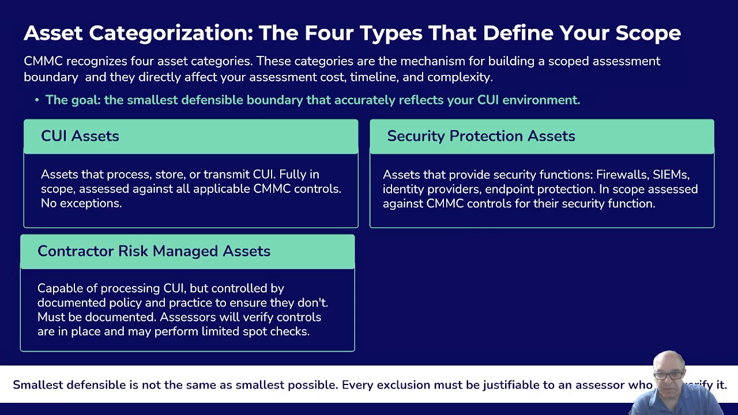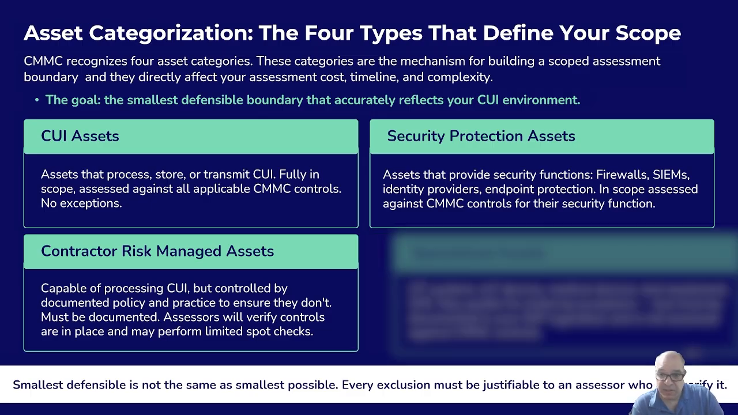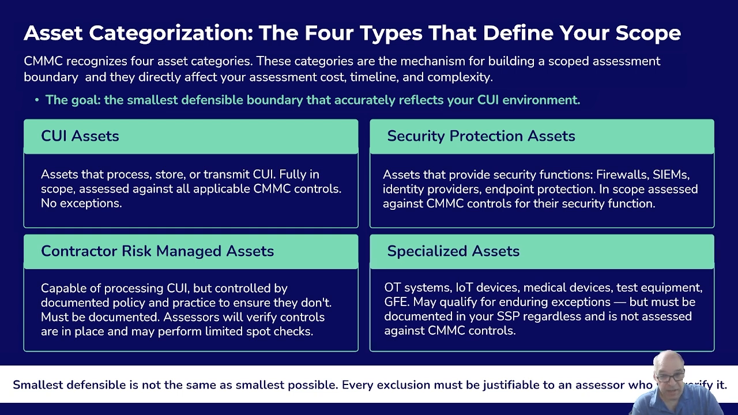Contractor risk managed assets are assets that are capable of processing CUI, like a laptop that could access CUI folders, but are controlled by policy and practice to ensure they don't. These must be documented. The assessor is going to verify that the controls you put in place actually prevent CUI from reaching those assets. Specialized assets. These are OT systems, IoT devices, medical devices, test equipment, government-furnished equipment. They may or may not process CUI. Under certain conditions, they may qualify for enduring exceptions, but they must be documented in your system security plan regardless.